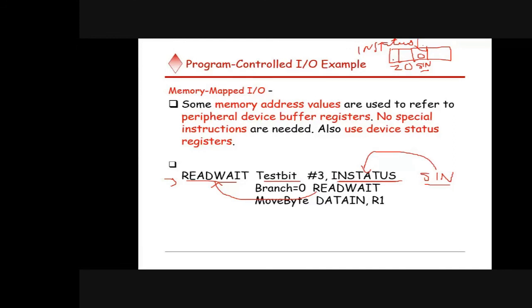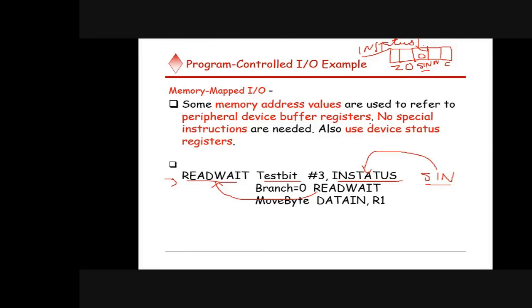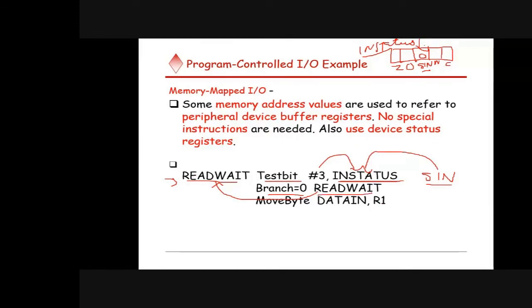I told you each bit, each location will store one or another flag. Maybe the next one will be the negative flag, the next one the carry flag. So this is the total flag structure I have, stored as a register, and the third bit represents your SIN value. It means test the third bit of the status register, that is your SIN bit. If that bit is equal to 0, the branch will happen, which means your input buffer is not full, so you should call the read wait function again.